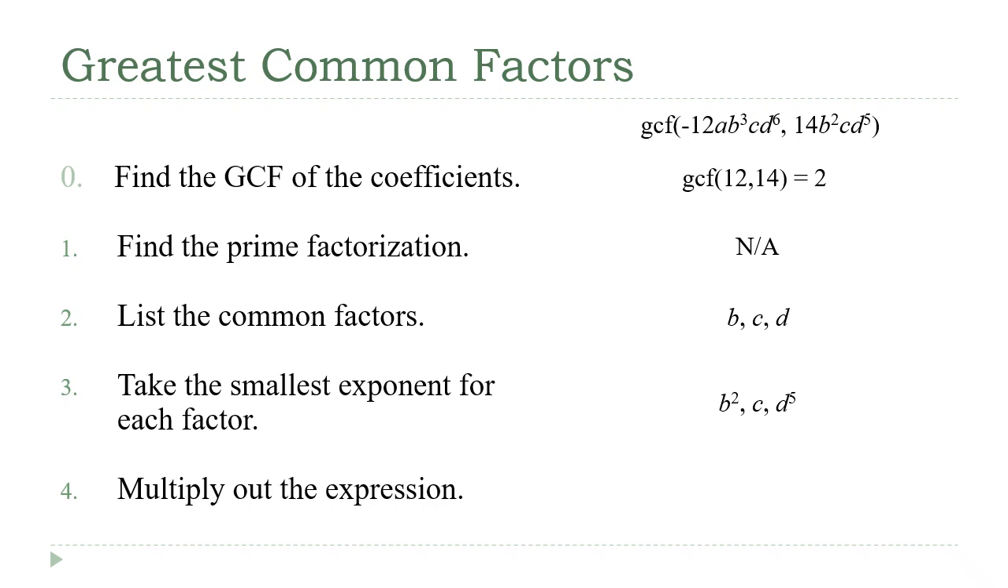Now to get the final answer, all I'm going to do is what we did before. I'm going to multiply the 3 parts that we came up with in step 3, and I'm going to multiply that by that greatest common factor of the coefficients. So my final answer here is going to be 2b squared times c times d to the 5th.